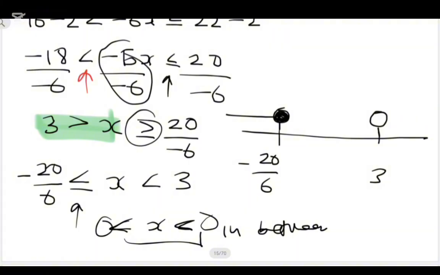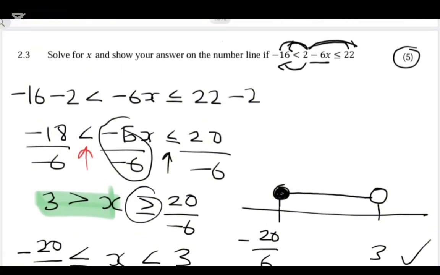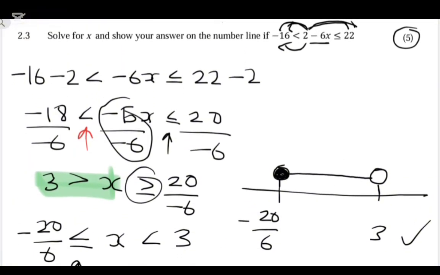So we're going to shade that kind of a part. We're going to go there. So it's found between these two numbers. This is how you will represent this on a number line, and then for that we're going to take this full 5 marks because we are done with it.